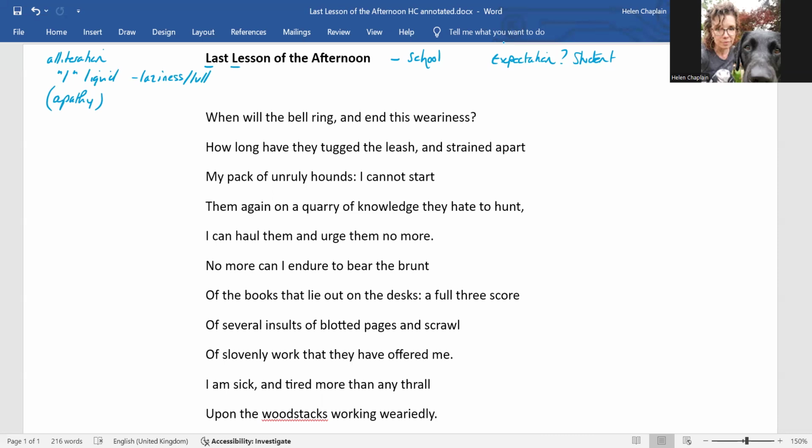I've got last lesson of the afternoon. Again, all the connotations of afternoon, the end of the day, the idea that things are coming to a close. Maybe we can say something about that long, drawn out O sound on afternoon. But generally, I'm getting the impression here that things are going to be ending, things are coming to a close.